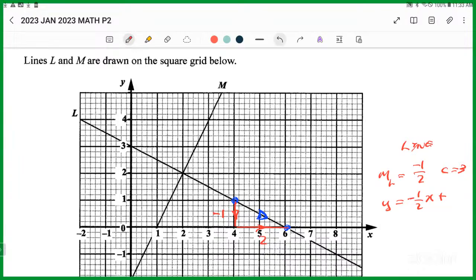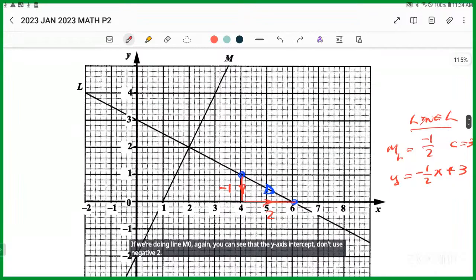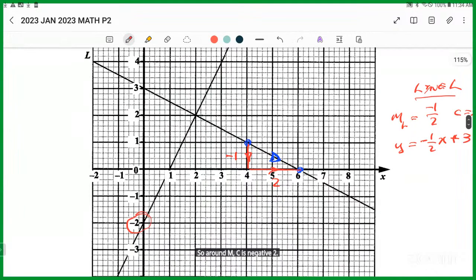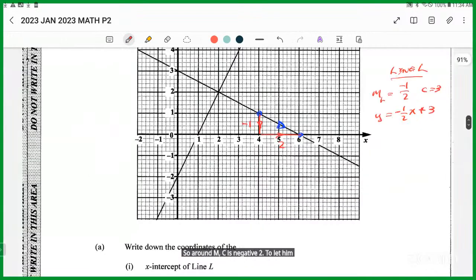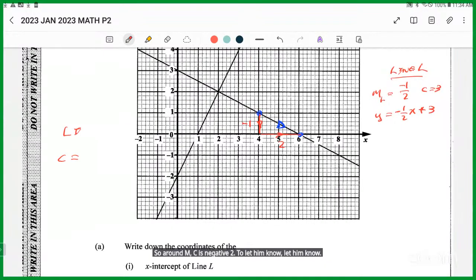Without doing any work, that's the equation of line L. Just like that. Let's talk about line M now. I'm just showing you what you could do. This was line L. If we're doing line M now, you can see that the y-axis intercept down here is -2. So for line M, the C is -2. And we can count out the gradient.